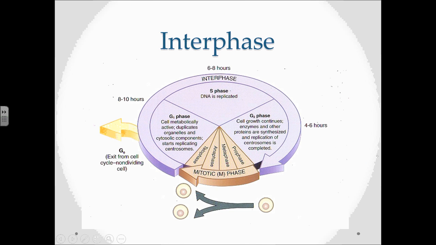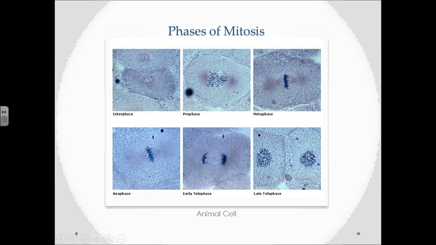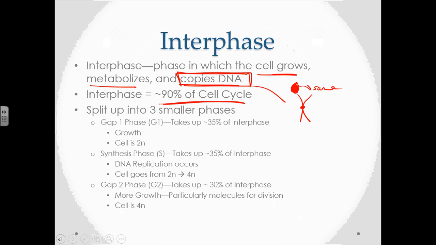Okay, so interphase is at 90%. So this is interphase out here. About 90% of the life of a cell. I have to hit that button. It's actually split up into three smaller phases.